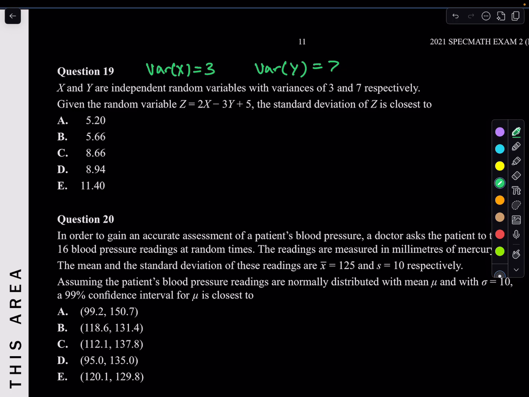Okay, to find the standard deviation of Z, we first need to find the variance of Z, which is basically finding the variance of this whole expression, plus 5. To find the variance, it's a little bit different because the constants get squared. Can you see how this one here gets squared, which is 4 var of X? This negative 3 gets squared, which is positive 9 var of Y. But the variance of a constant is 0, so we don't include that.